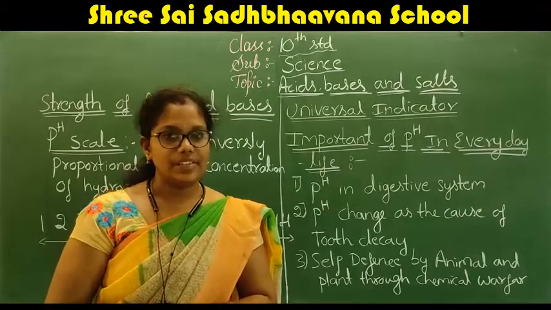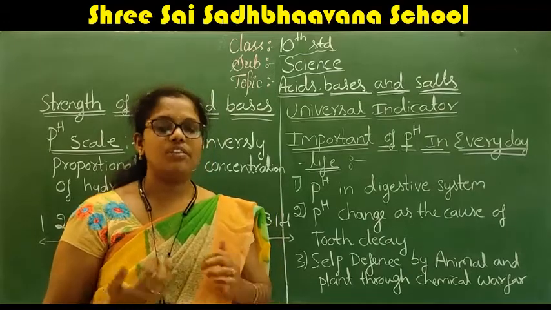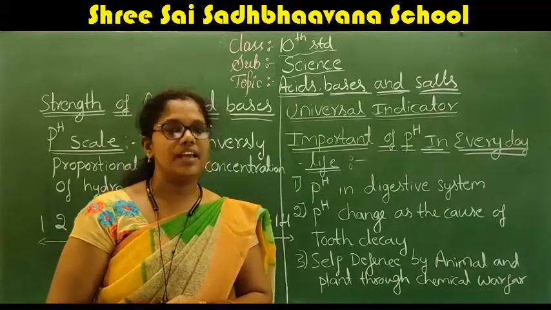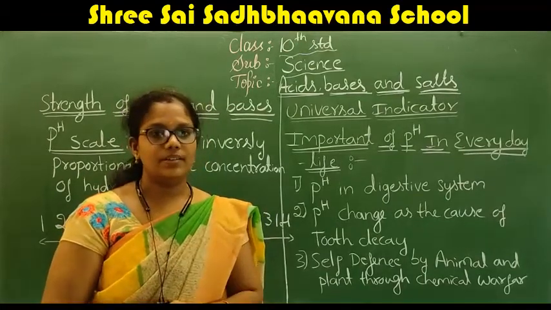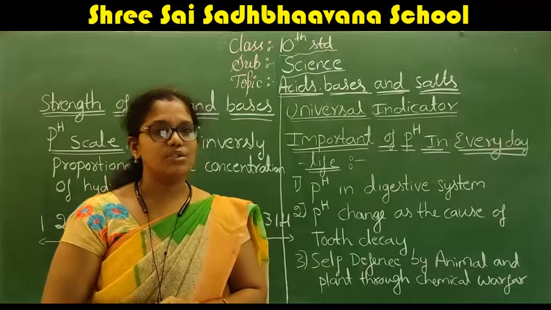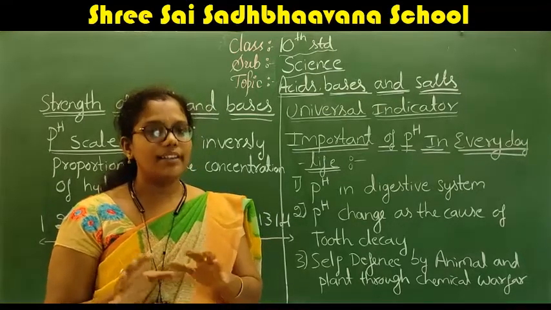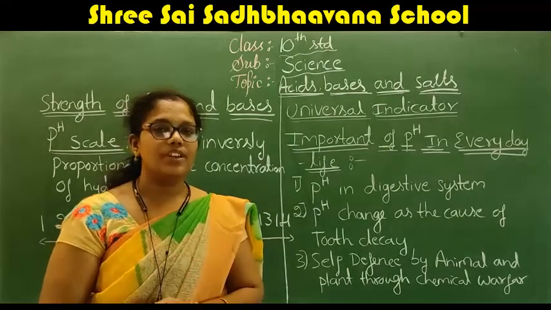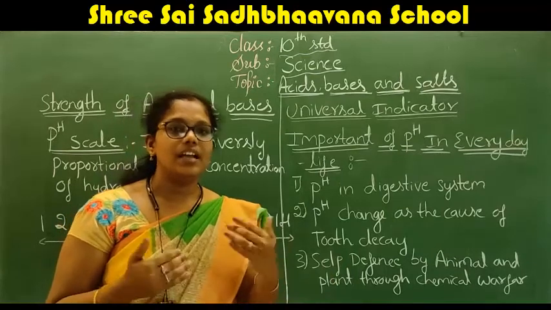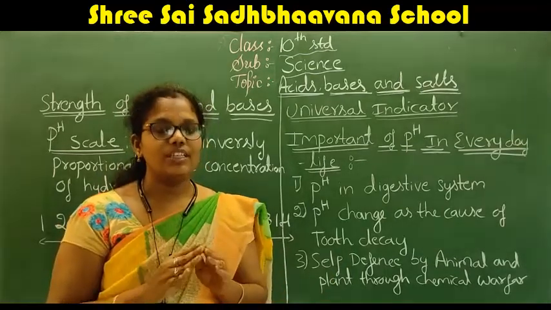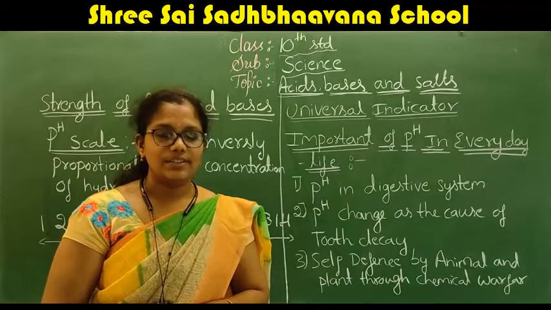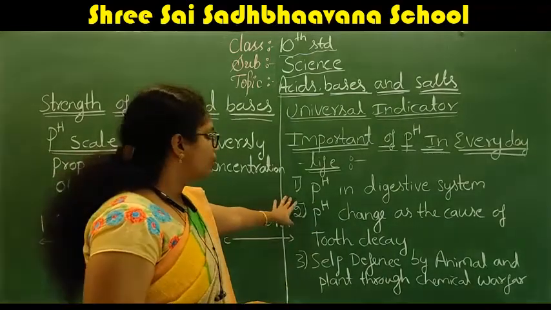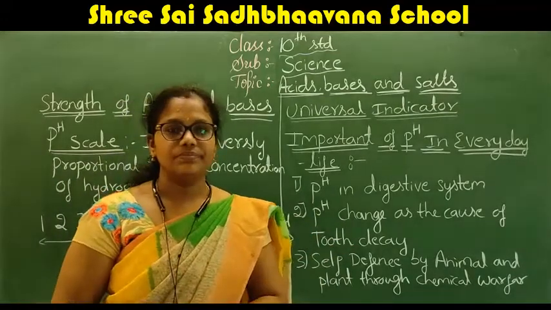After taking the base into the stomach, a neutralization reaction takes place and the pH comes to the neutral level. If the pH of the stomach increases, all these defects come. When you take the base, it neutralizes. Therefore, it comes to the neutral level, that is exactly 7. Understood? Therefore, pH is used in the digestive system.